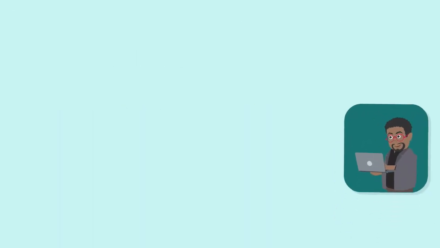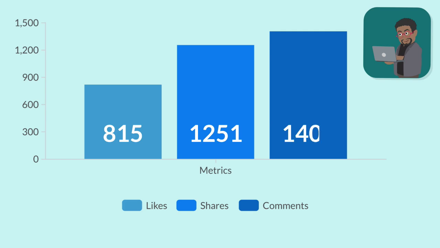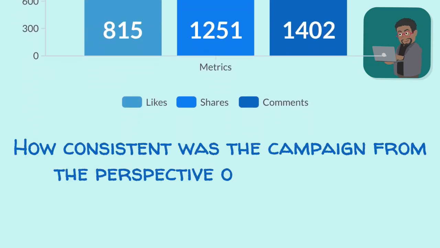Christoph is a social media manager. He tracks the engagement metrics for a recent campaign. One post received the following number of likes, shares, and comments. How consistent was the campaign from the perspective of engagement?